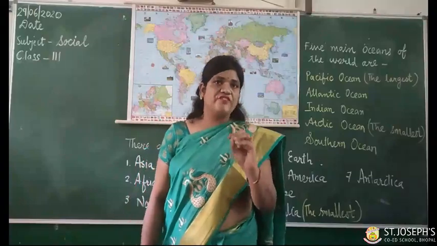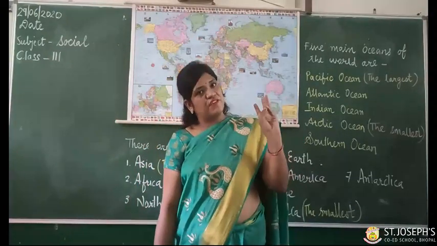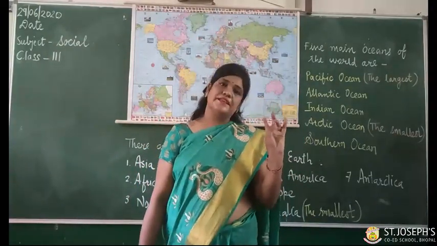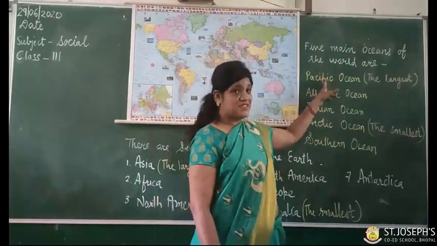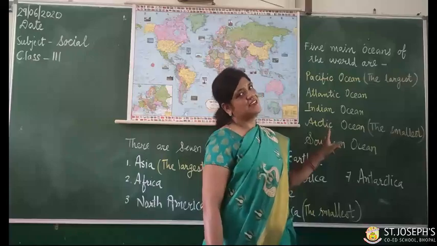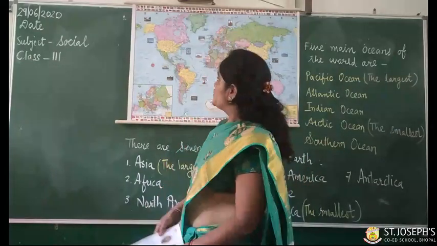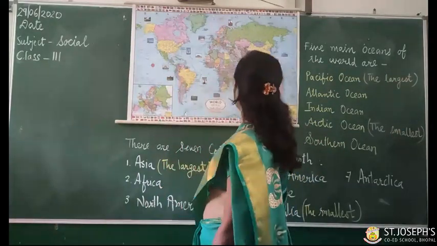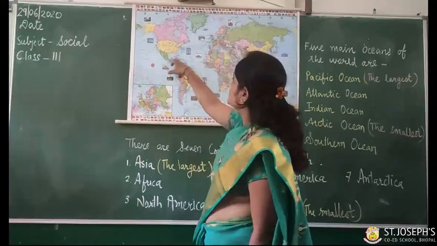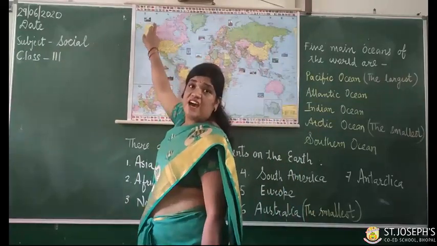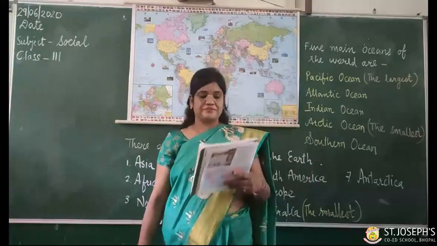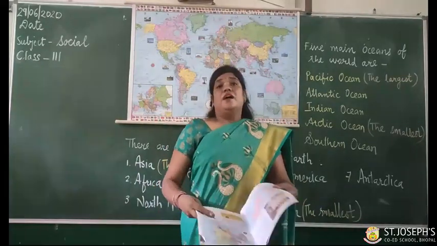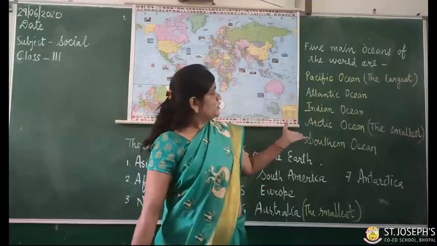So there are 5 main oceans of the world: Pacific, Atlantic, Arctic, Indian, Southern. And now the largest one is Pacific, and the smallest one is Arctic. The largest one is Pacific. You can see the largest one, and this one, the Arctic one, is the smallest one. Okay, I hope I am clear, children. Now, this much about the ocean.